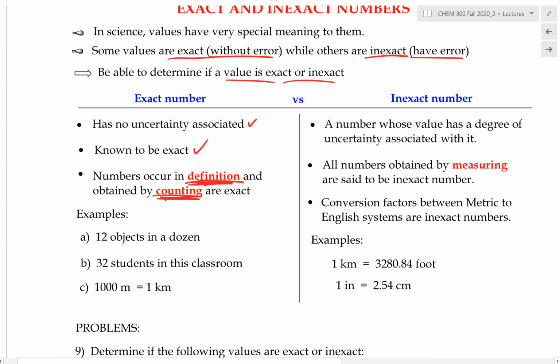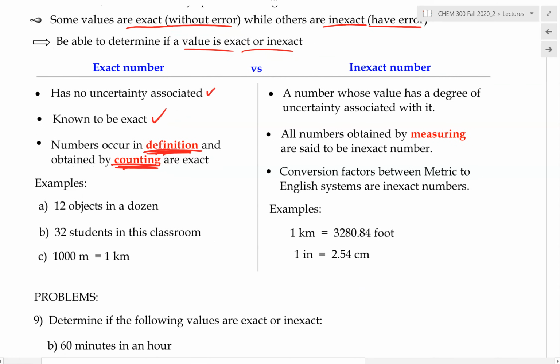And also values that are derived from definitions are exact as well, because that is the way we define them. And so there will be no other way, because they are restricted to the definition that we have for them. Okay. And now let's move on over to inexact numbers.